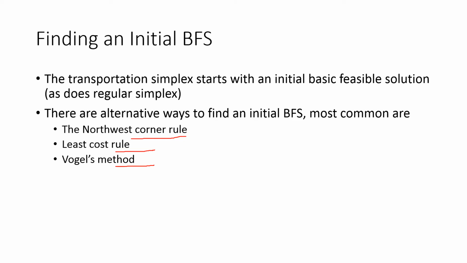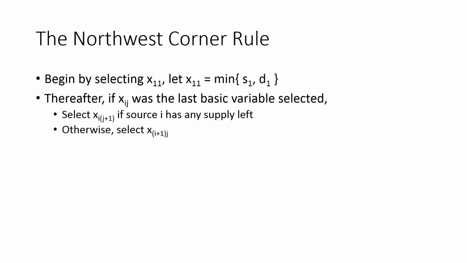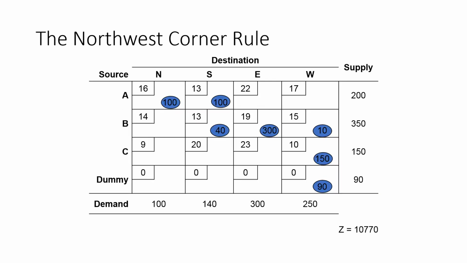We're going to look at three of them, but let's start with the first one, the northwest corner rule, as follows. Here's the algorithm. How does the northwest corner rule work? I will simply show you in the next slide how it works. Basically, the method says allocate as much as possible to the northwest corner.